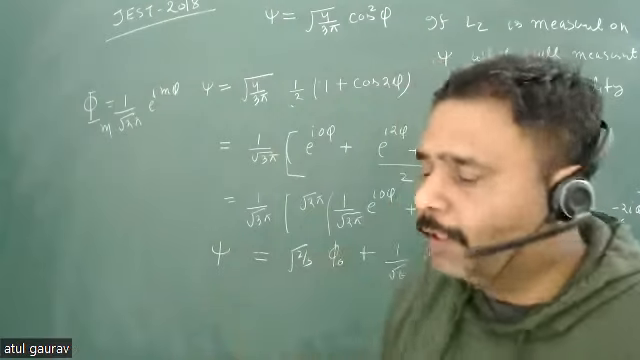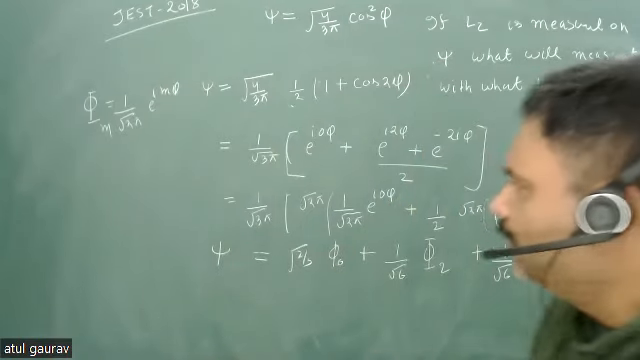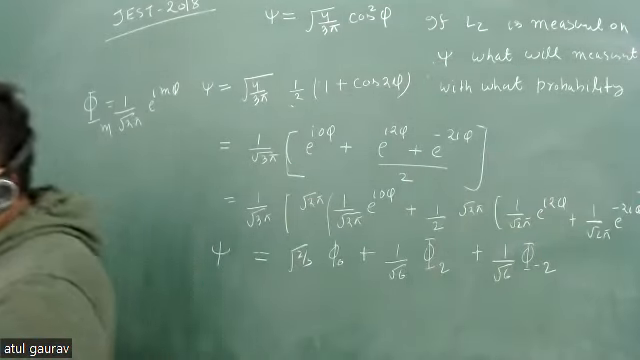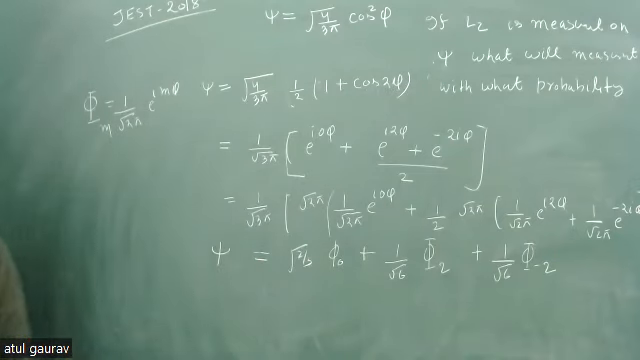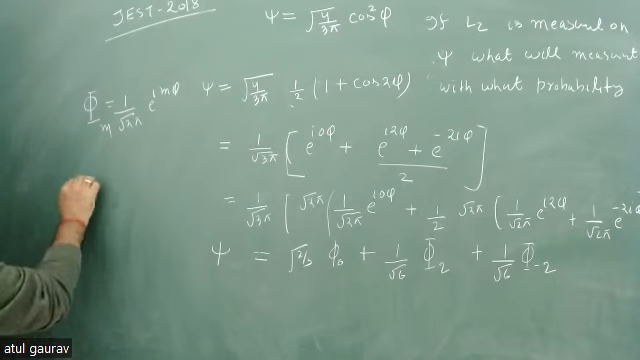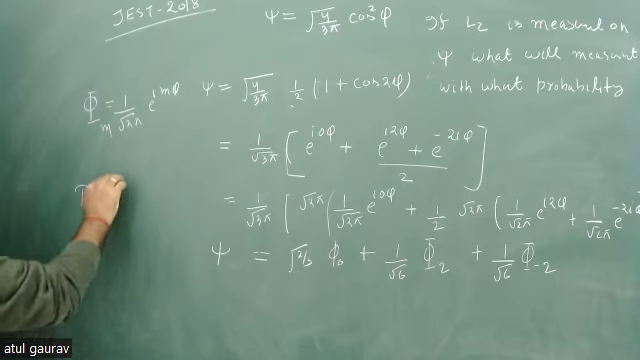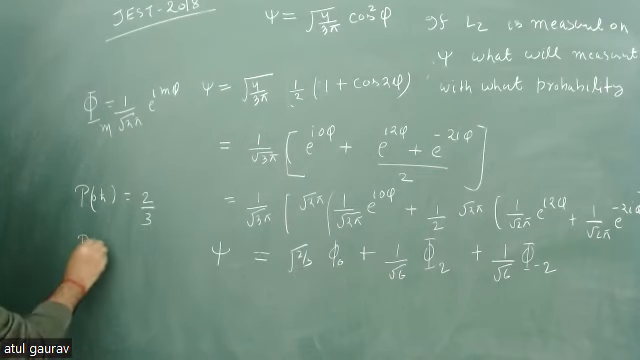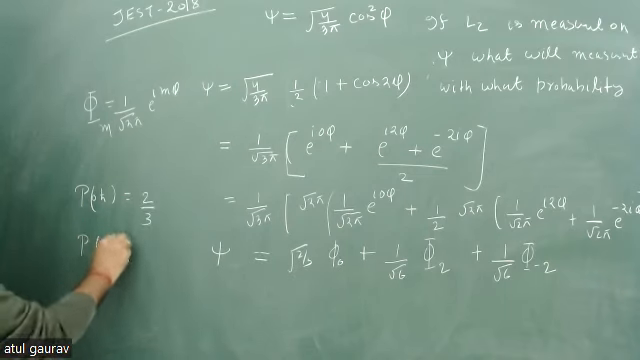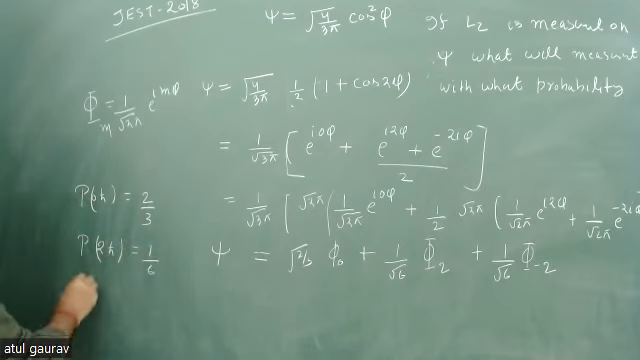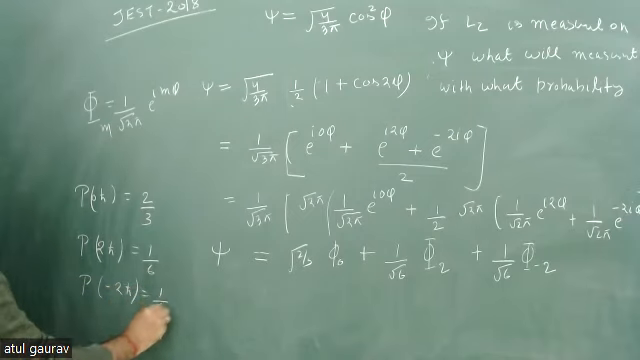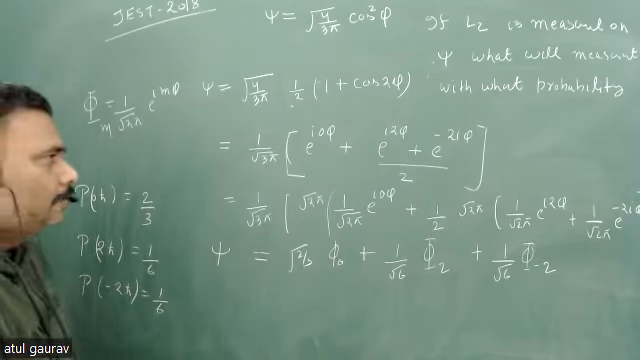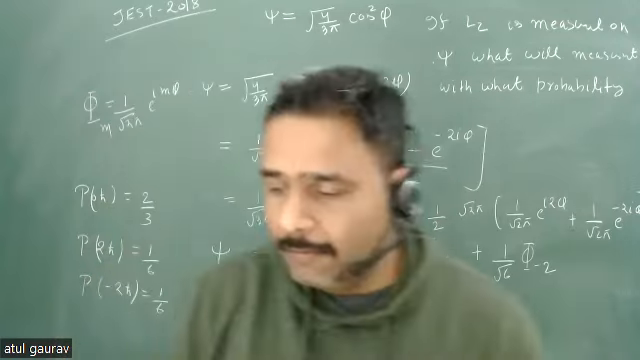What will be the possible values of measurement? Sir, 0 h cut will come from the first term, and from the others. Probability of 0 h cut is 2 by 3. Probability of 2 h cut is 1 by 6. Probability of minus 2 h cut is again 1 by 6. This is a beautiful problem, isn't it?